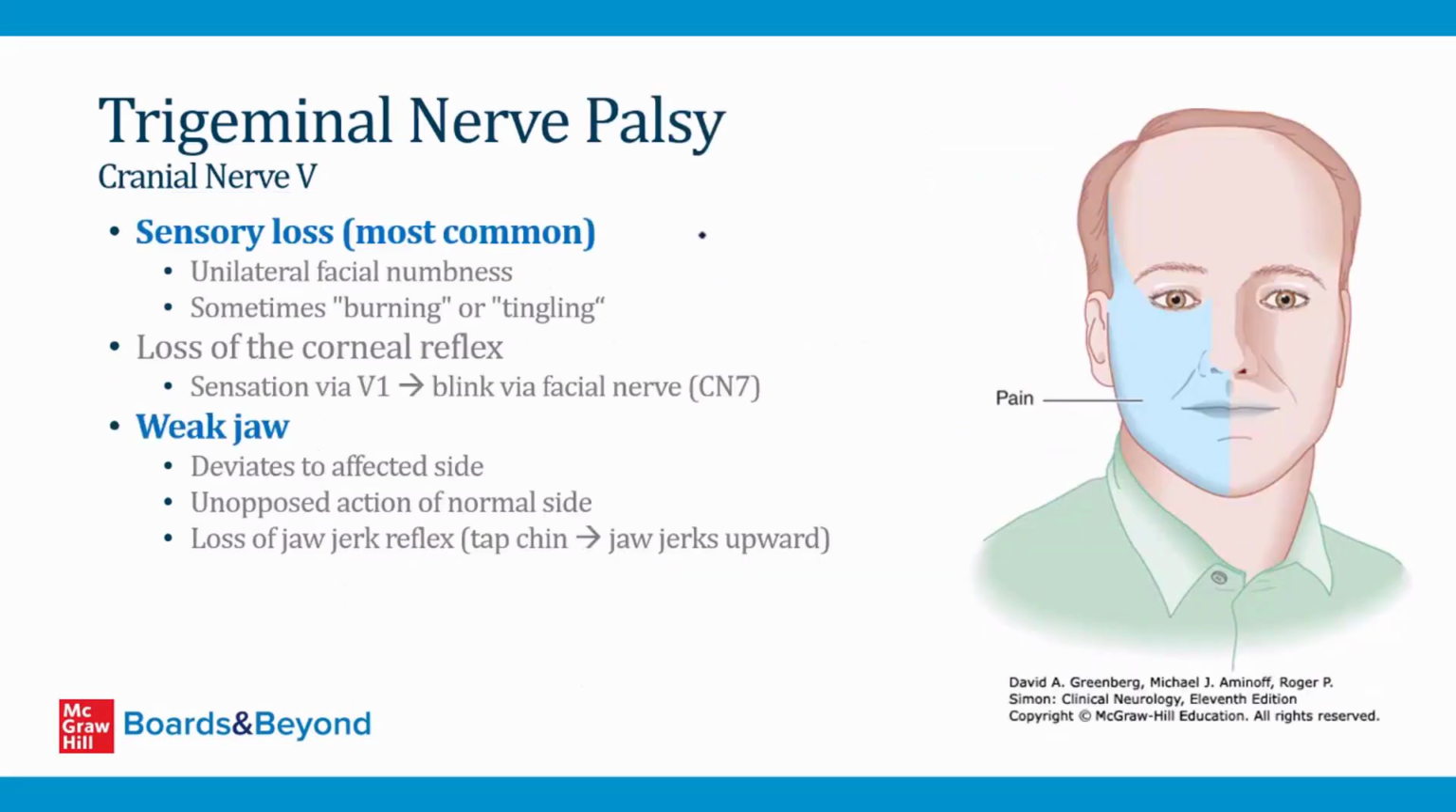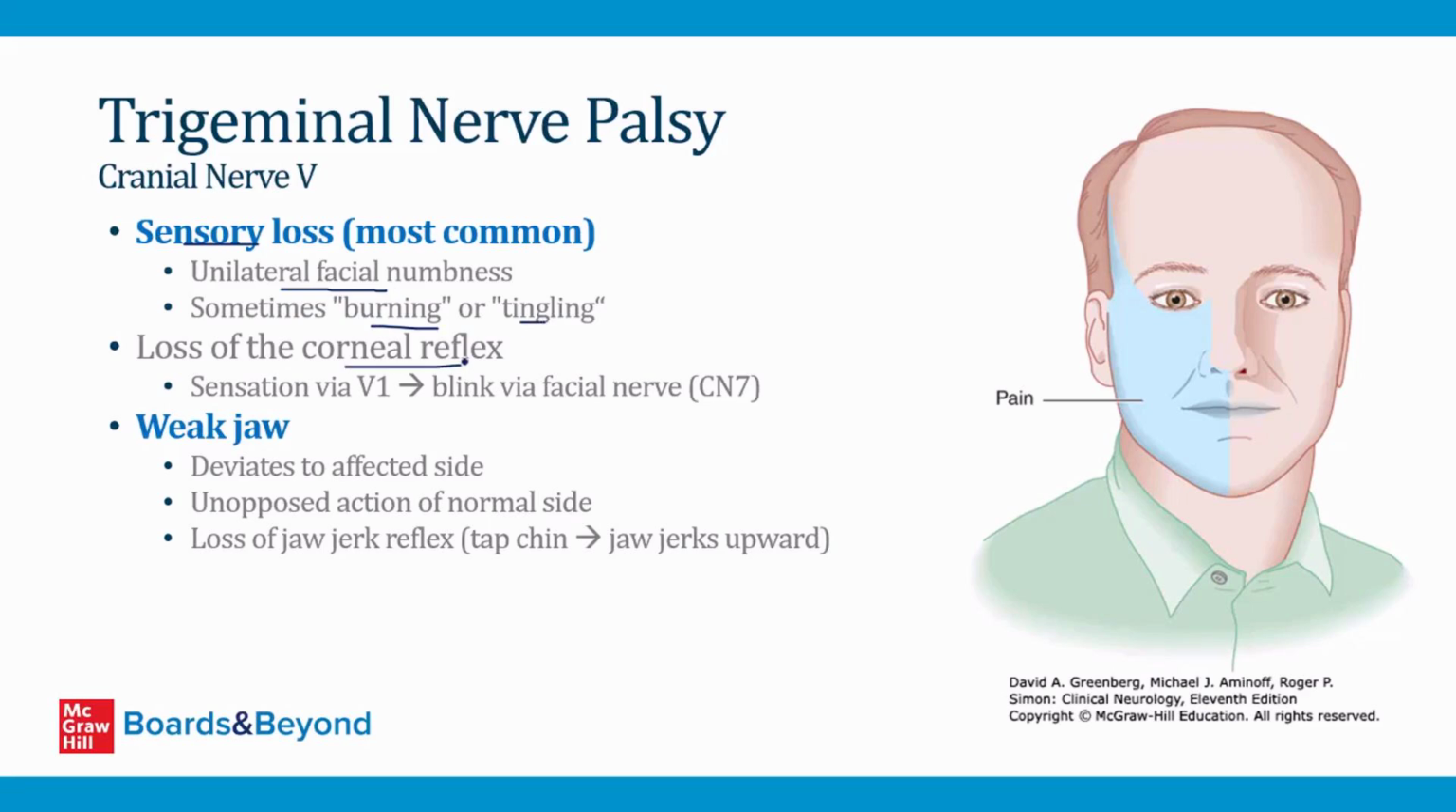So when you have a palsy or a lesion of the trigeminal nerve, let's talk about the clinical features. So the most common thing is sensory loss. Patients with a trigeminal nerve palsy will complain of unilateral facial numbness. Sometimes they will also have other neurologic sensory symptoms like burning or tingling. In addition, they will lose the corneal reflex.